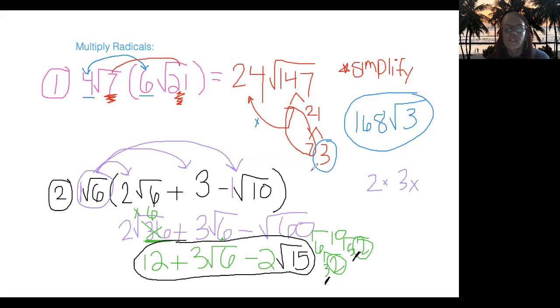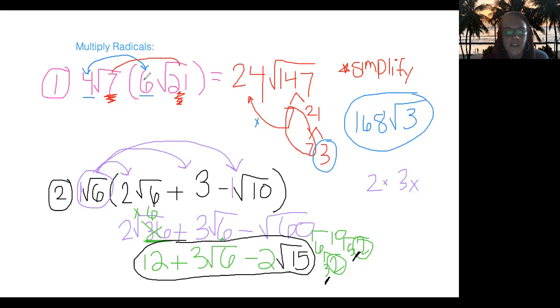So the thing with multiplying is that it's exactly the same. Like it doesn't matter what you have. You don't have to have like terms. You can multiply any radicals together. So the first example, I did a basic one of multiplying two radicals together. So 4 square root of 7 times 6 square root of 21. So all you do here, if you notice in the blue, you're going to multiply the whole numbers together, or the coefficients, the ones that are on the outside.